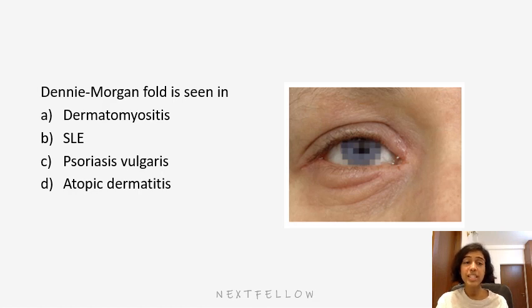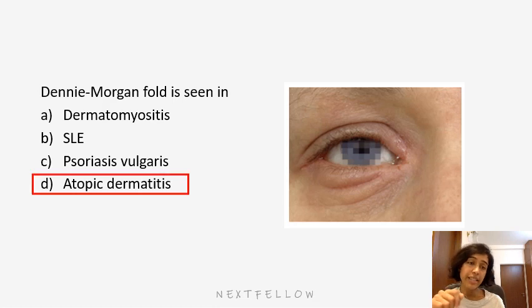Dennie-Morgan fold is seen in dermatomyositis, SLE, psoriasis vulgaris, or atopic dermatitis. So I've shown you a picture of what the Dennie-Morgan fold is. It's that accentuated infraorbital fold of skin due to constant rubbing and irritation of the skin as well as itching. So this is seen in atopic dermatitis, right?